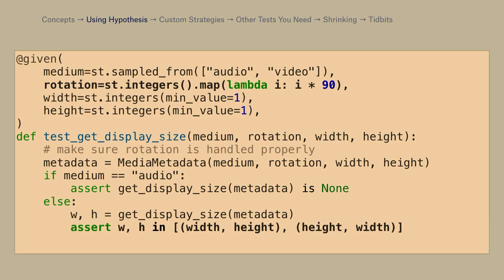Rotation, in order to pass this test, has to be a multiple of 90. There's no parameter that we can give to the built-in strategy to say, only give me integers that are a multiple of 90, but fortunately, Hypothesis has this thing called map, which we can use to transform the values of strategies after they're produced, but before they get fed into the test. Here we're just multiplying everything by 90, which by definition makes it a multiple of 90, so it should cause our test to pass. Indeed it does.